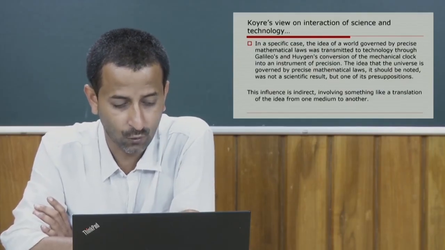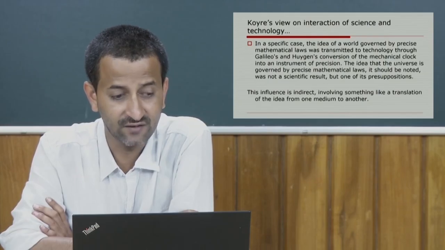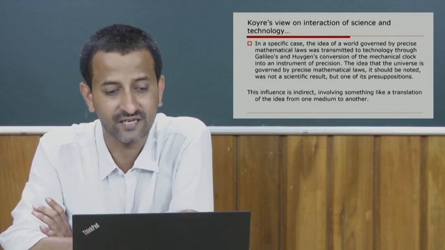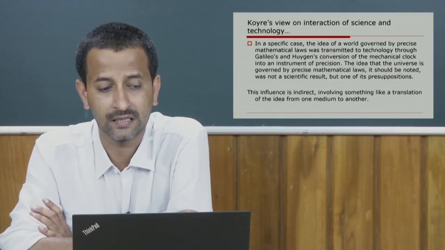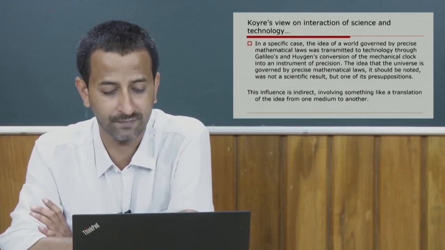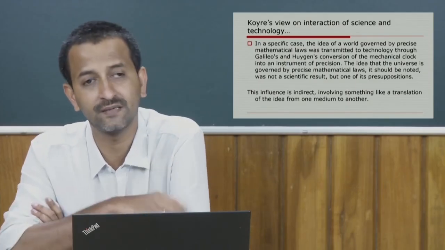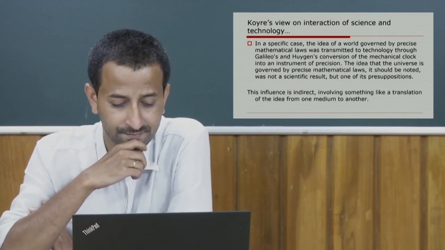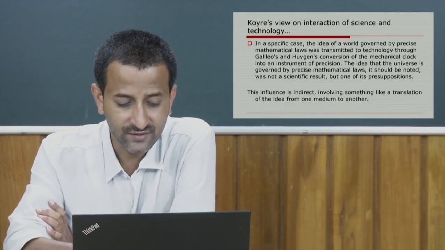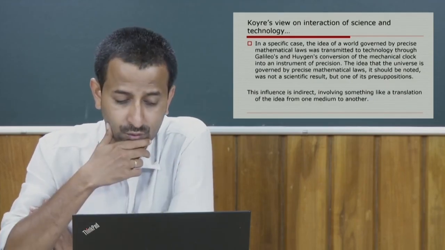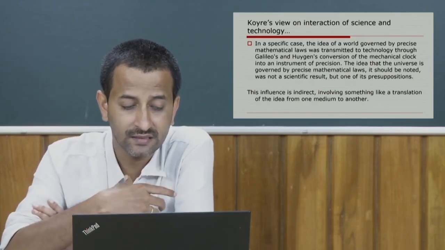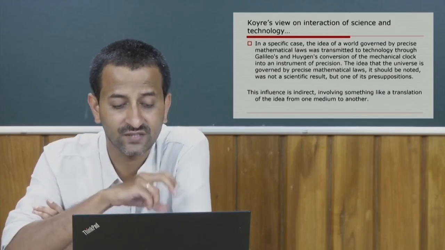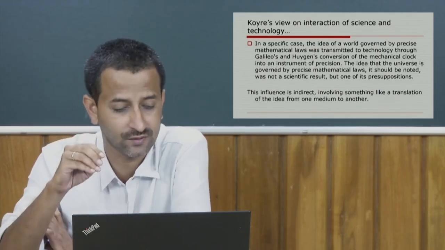Further, Koyré assumed that the influence was indirect, involving something like a translation of the idea from one medium to another. To Koyré, the result was not simply the grafting of a scientific result onto technology, but rather a transformation of the very structure of technology's own system of thought.